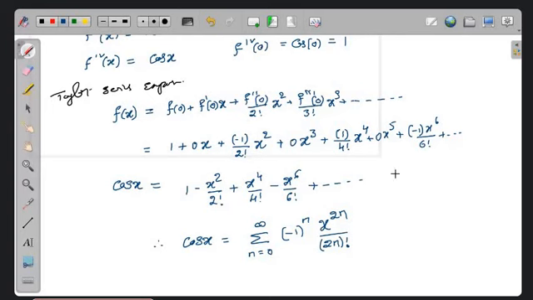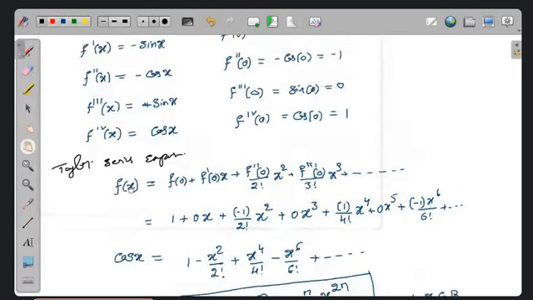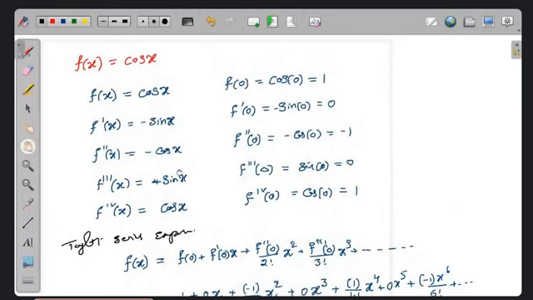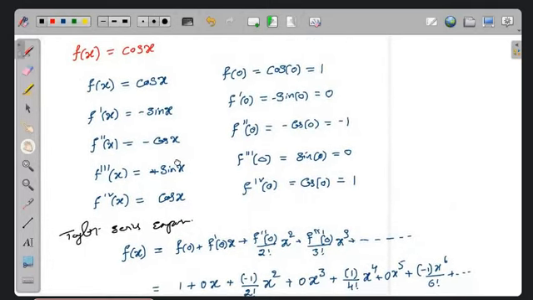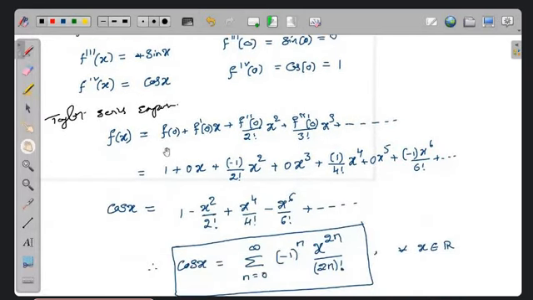Okay, so this is the expansion of cos x, and this expansion is valid for all x belongs to R. Valid means that this expansion is convergent to cos x for all values of x. That is what we mean by valid. So this is how we find the Taylor series expansion for cos x. You just need to list out the derivatives, find the derivative values at zero, and finally write it.